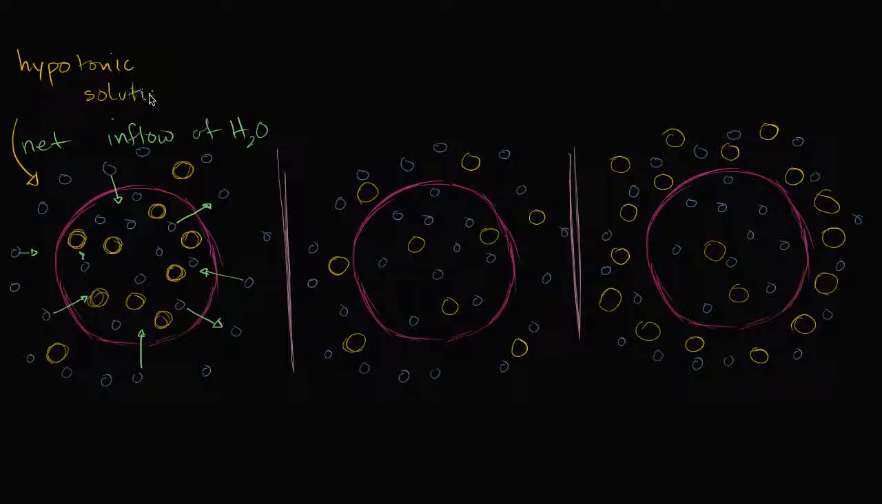And anytime we're talking about hypotonic, or as we'll see, isotonic and hypertonic, we're talking about relative concentrations of solute that cannot get through some type of a membrane. And the word hypo, you might have seen it in other things, it's a prefix that means less of something. So in this case, we have a lower concentration of solute in the solution than we have inside of the cell. And because of that, you're going to have osmosis. You're going to have water molecules going from the outside to the inside.